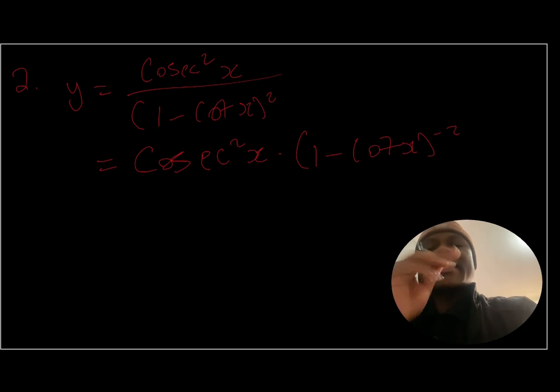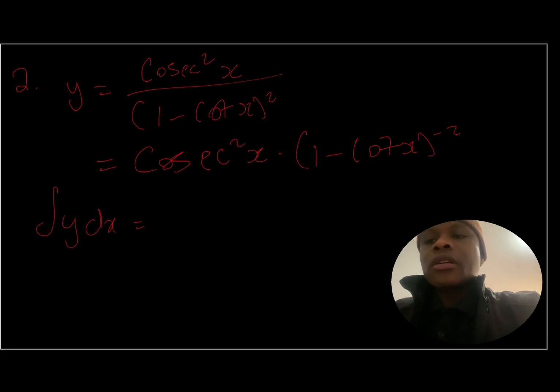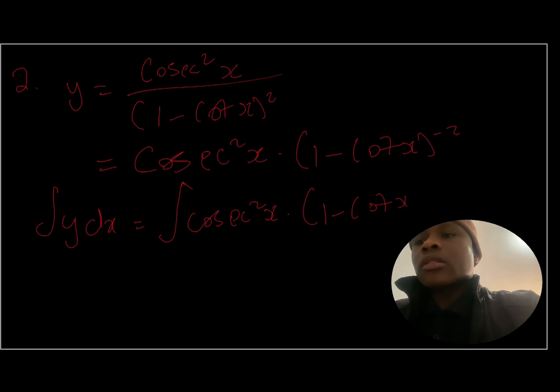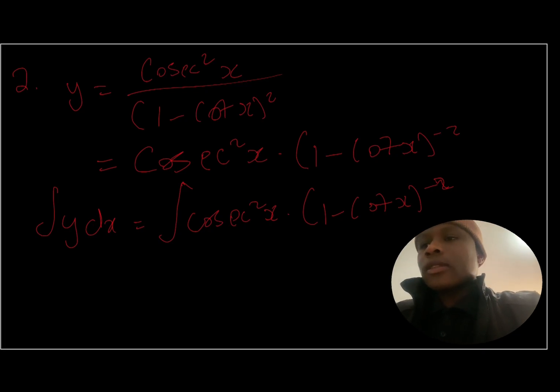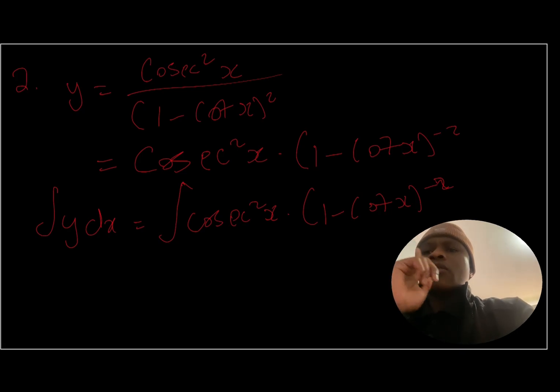Remember, we are integrating this. We're looking for the integral of cosec squared x times, in brackets, 1 minus cot x to the exponent negative 2. That is what we're looking for. Let us solve this. You need to determine what type of integration you have.